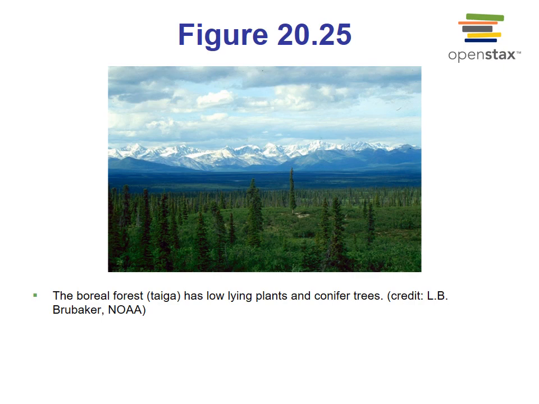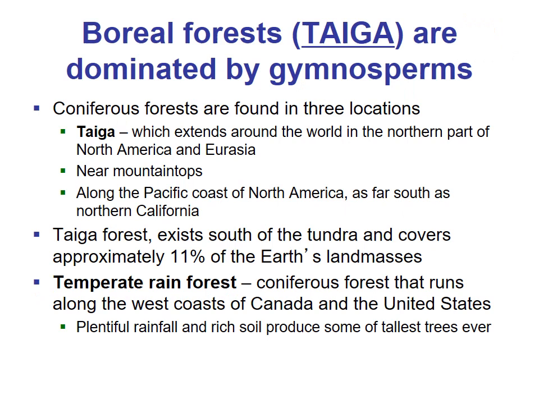Our next habitat type is the boreal forest, or the taiga. These are often called coniferous forests. These are forests where pine trees and other trees with needles as opposed to leaves are going to be your dominant tree type. The taiga is found in the northern part of North America and Eurasia. It's found near mountaintops as well, and it exists along the Pacific coast of North America down through Northern California.